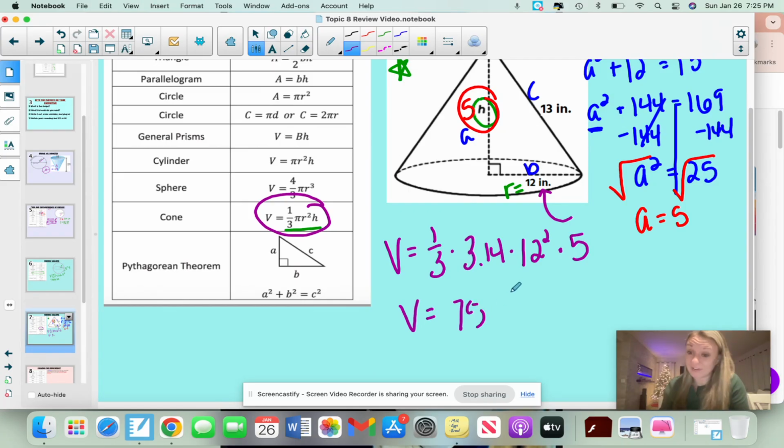So it gives you about 753.6. And remember, you would write your answer as inches to the third power or inches cubed. Now, let's say that they wanted you to round your answer to the nearest whole number or the nearest cubic inch. If they asked you to do so, that would be about 754 inches to the third power because the 6 would tell you to move up.